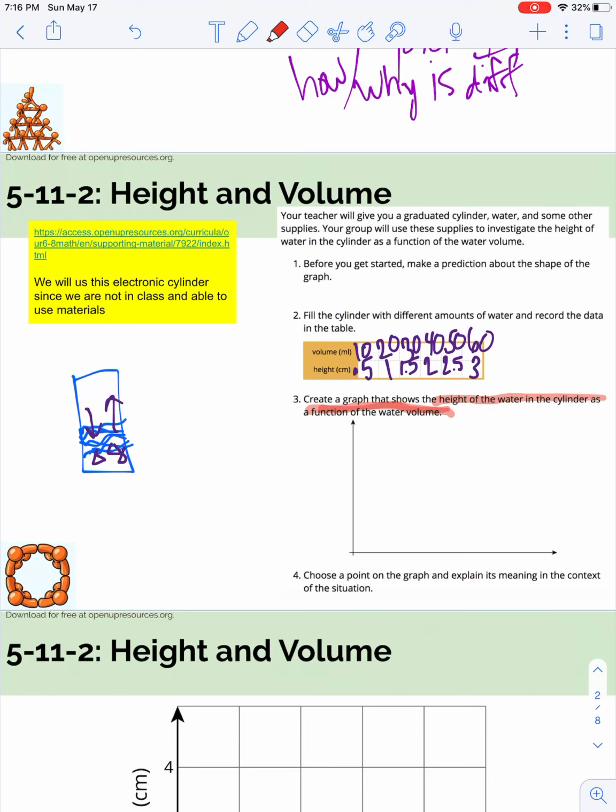Okay, height of the water in the cylinder is the first thing listed. So that is going to go on the Y. So this is height of water. And then the other one is volume, and that's going to go on X. So it's always that's the Y and that's the X, in case you're curious.